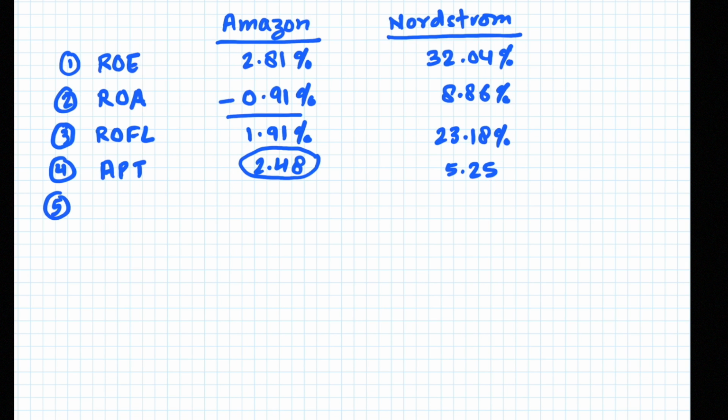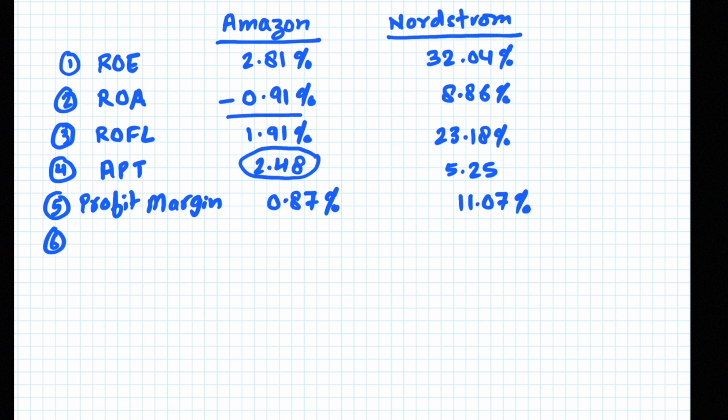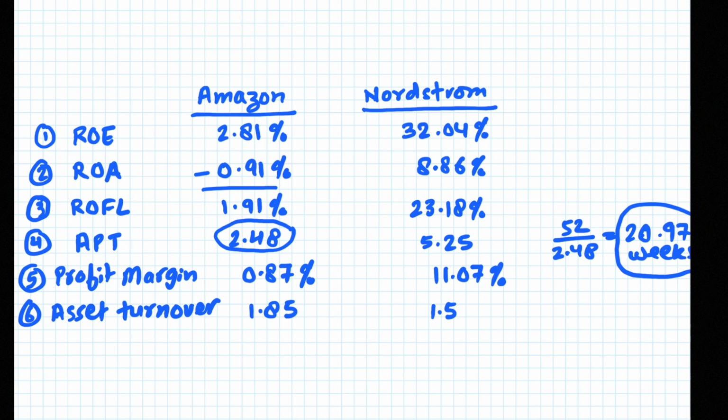Similarly, we can also calculate profit margin, and similarly, asset turnover can be calculated. We can also see that Nordstrom had much better profit margin compared to Amazon, although they had a lower asset turnover. That's why they had a better ROA.